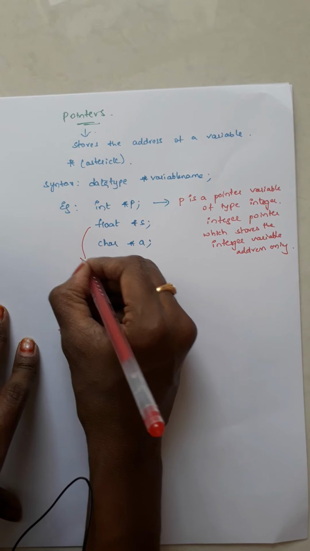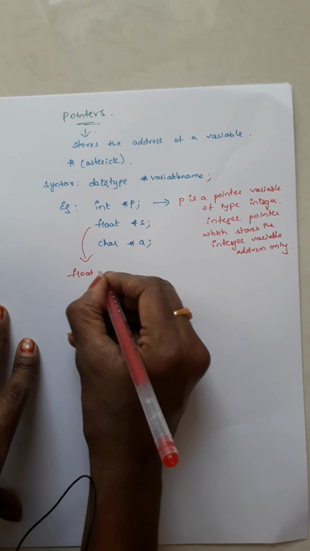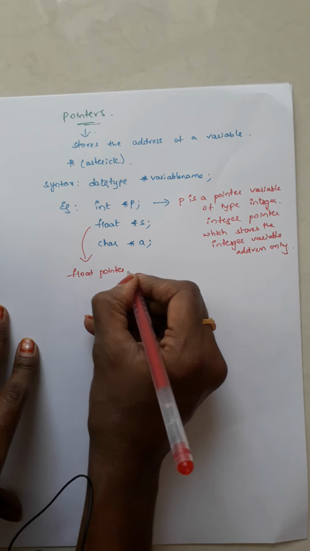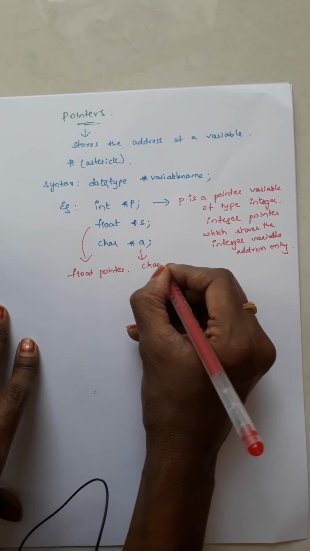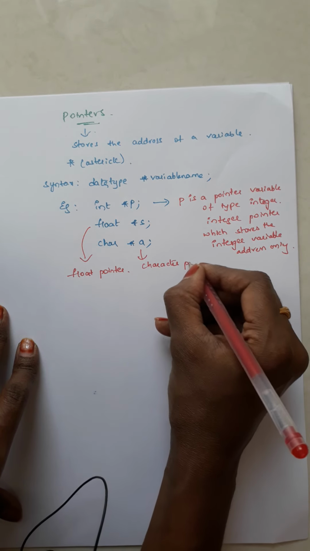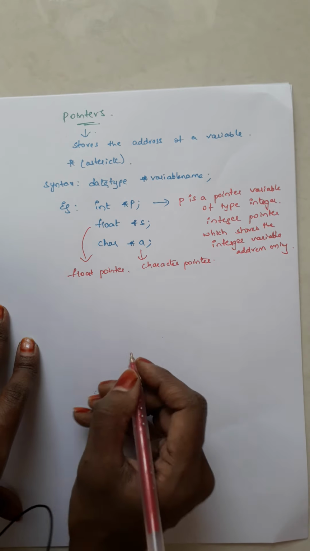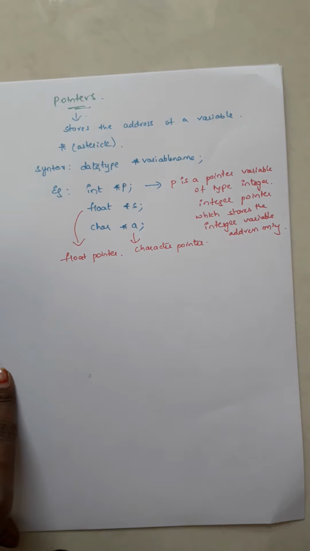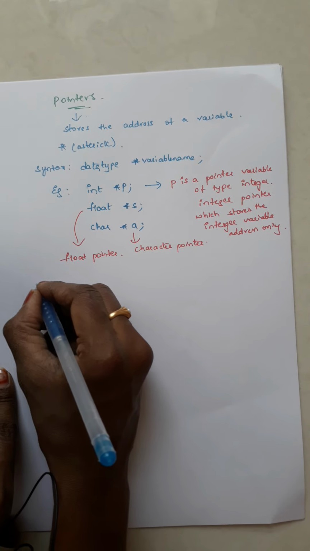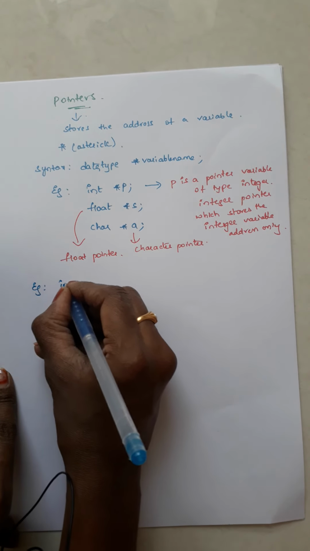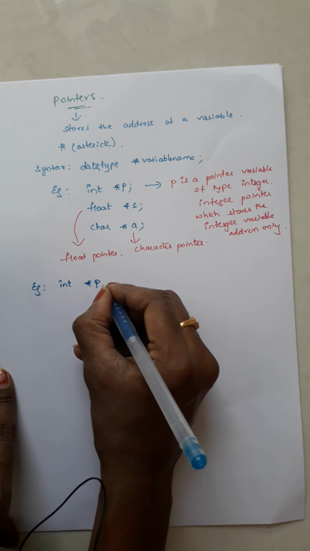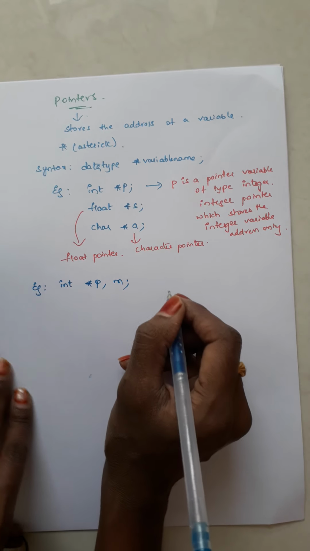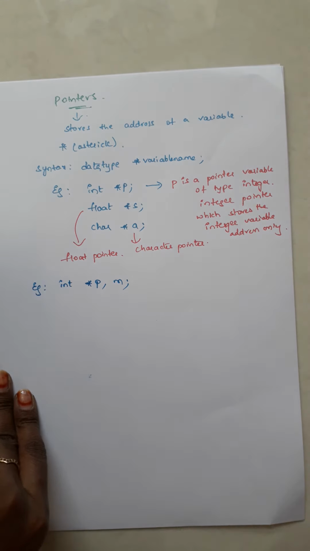Now this is a float pointer, which stores the float variable address. This is a character pointer, which stores the character variable address. So how does it store the address? Let us see how it stores the address. For example, int star p comma m.